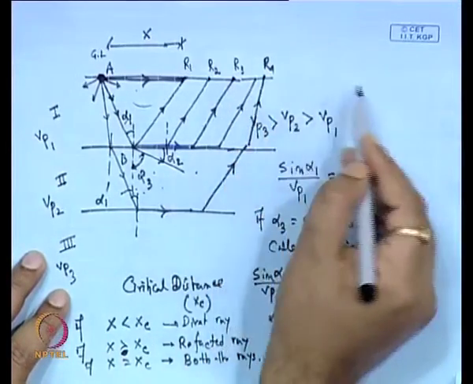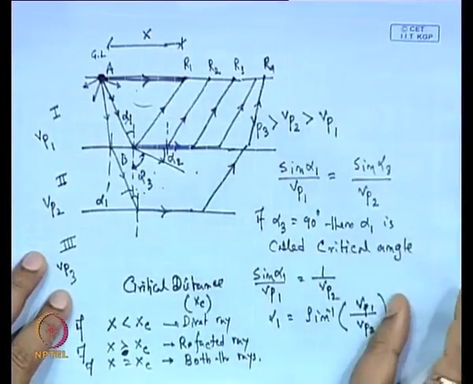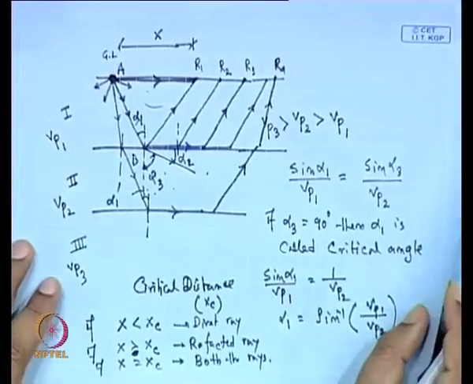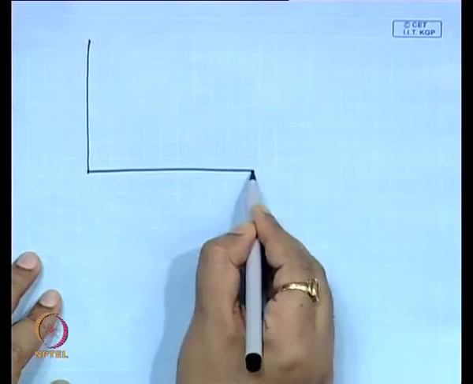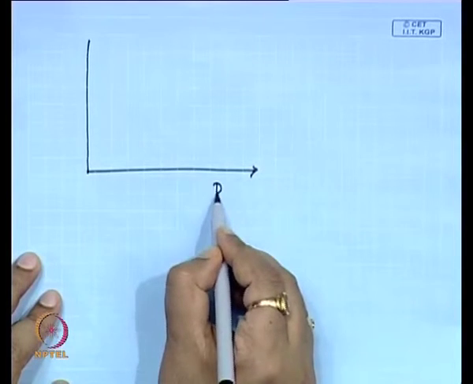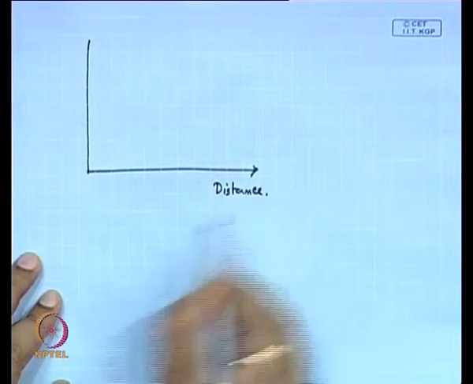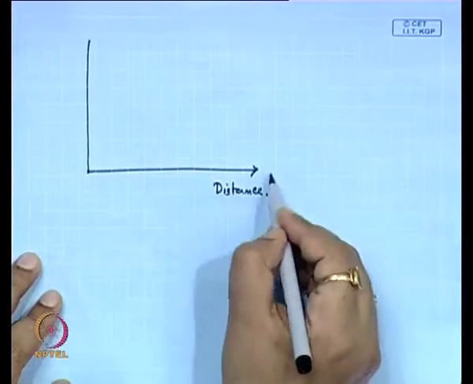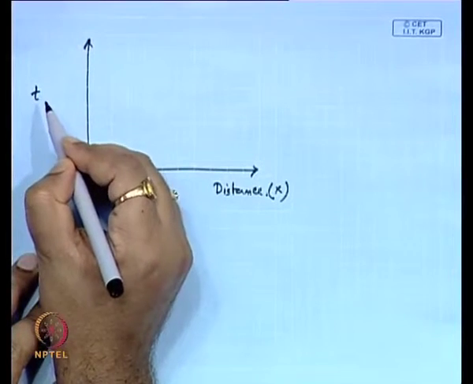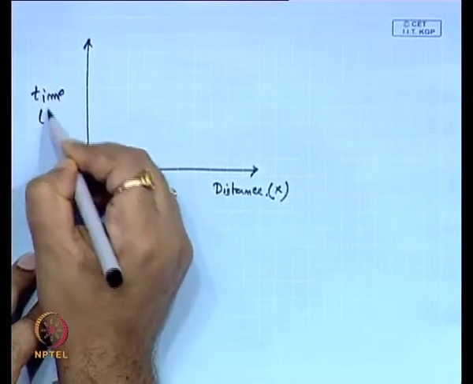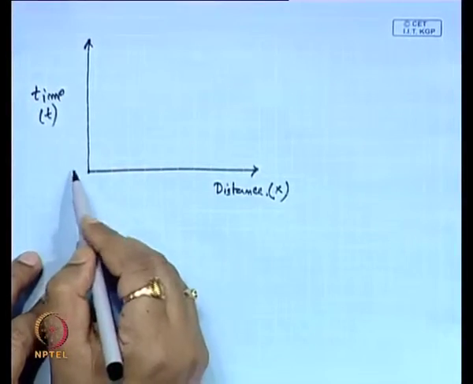So, if we put the receiver beyond this critical distance at different points, we can record the time required for the refracted ray, because this is the first arrival of the refracted rays. Then we can draw a graph. Here, this is the distance x and this is the time t. This time is the first arrival time of the rays.